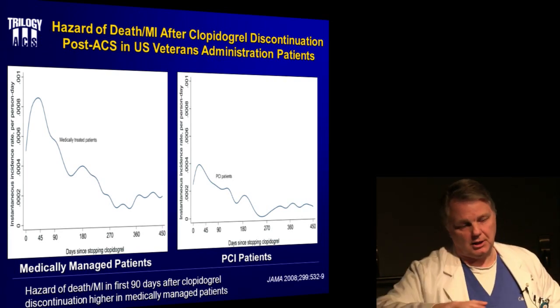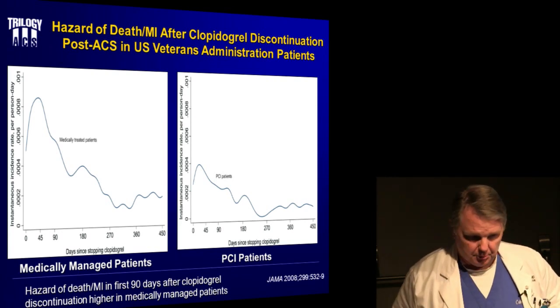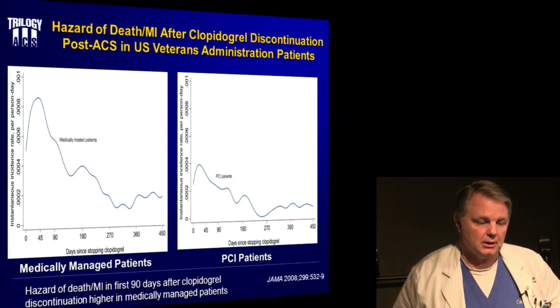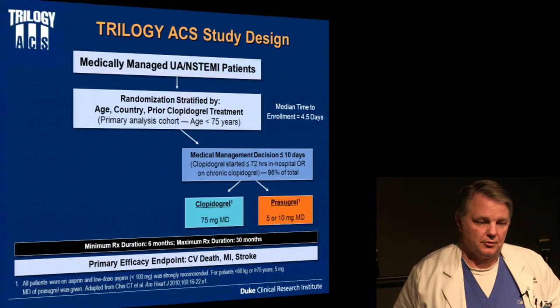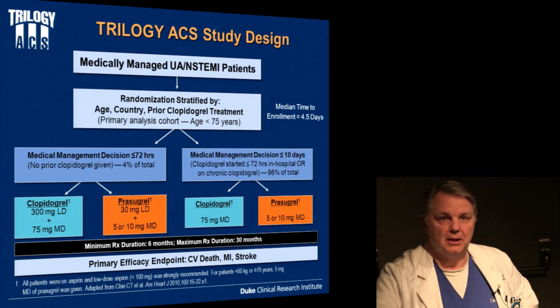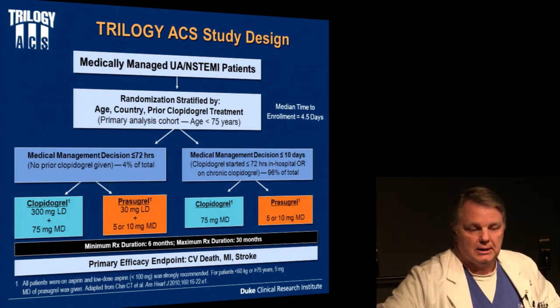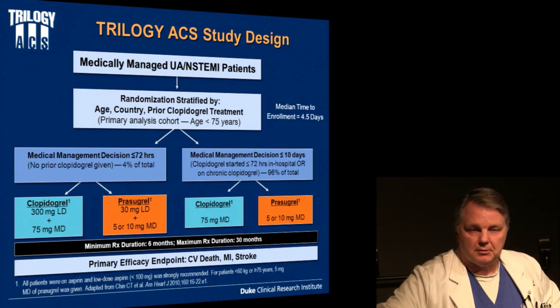So the TRILOGY trial was really set up to see could we modify this increased bump and treat patients longer term with a more potent therapy. And this is the trial design. This is medically managed, randomized 4 to 5 days after ACS. They were randomized to prasugrel versus clopidogrel, and we used a lower dose of prasugrel in those who were elderly, over 75, and those lightweight patients.